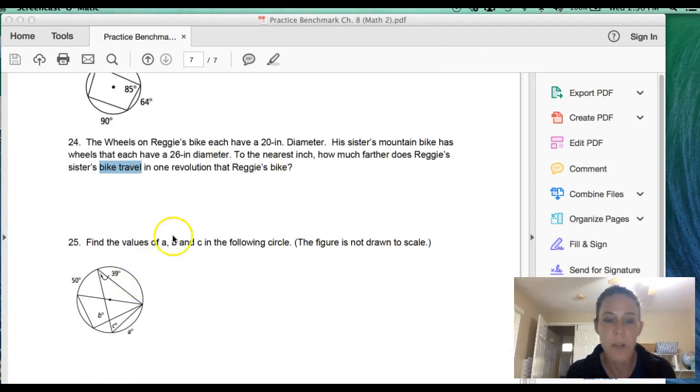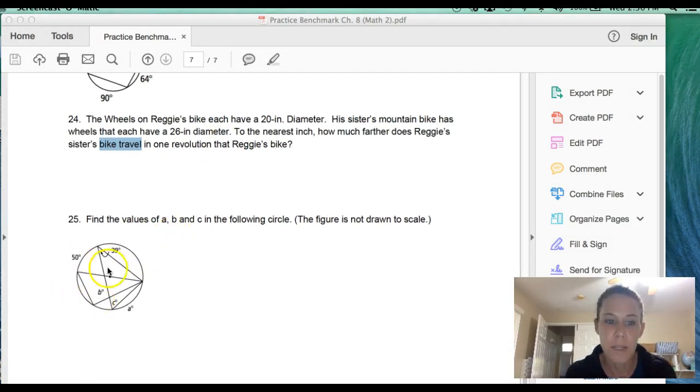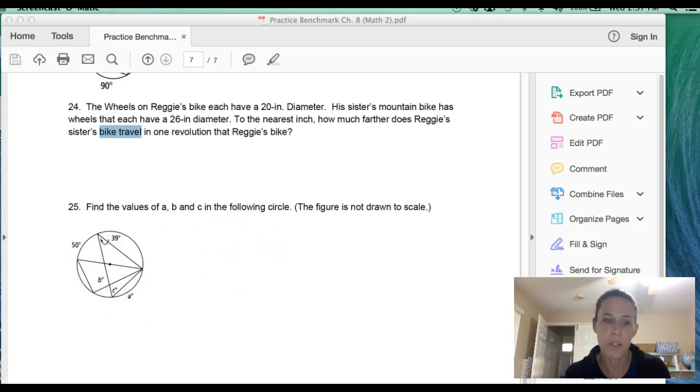In the last one, we've got to find the values of A, B, and C here. These three values in the circle. The figure's not drawn to scale. So once again, this is a puzzle using the properties that you've learned. So let's try to solve this puzzle.